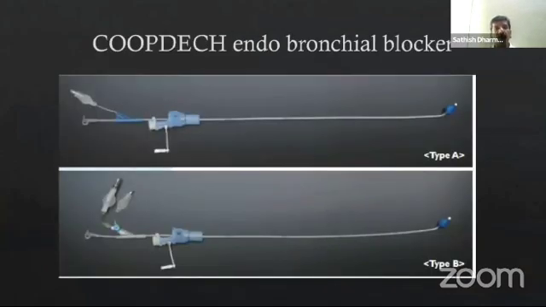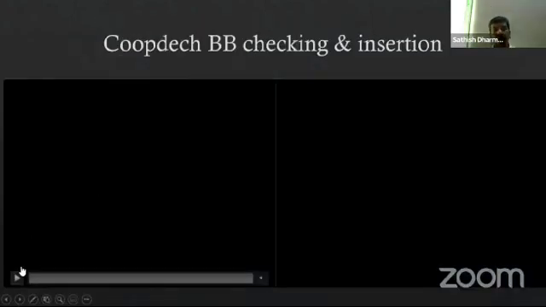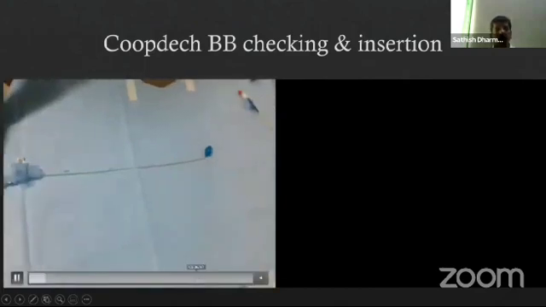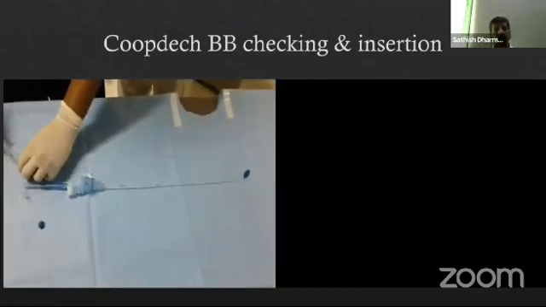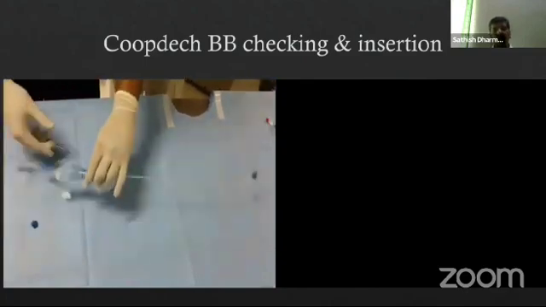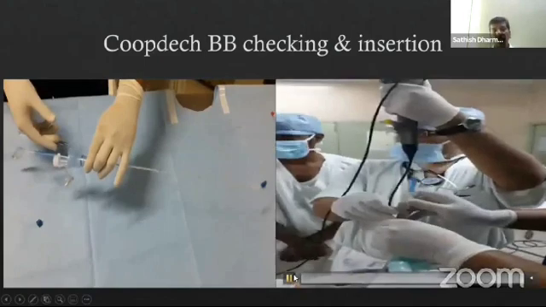Next is the Arndt blocker. It is a torque guided blocker. If you notice, it has a blocker and a multiport connector. Before placing it, it has an angled tip. That is the main mechanism where you can turn it to the right side or the left side. Before positioning, you should confirm the integrity of the blocker. You should inflate and deflate and see the cuff is working. And once that is done, you can place it onto the endotracheal tube system.